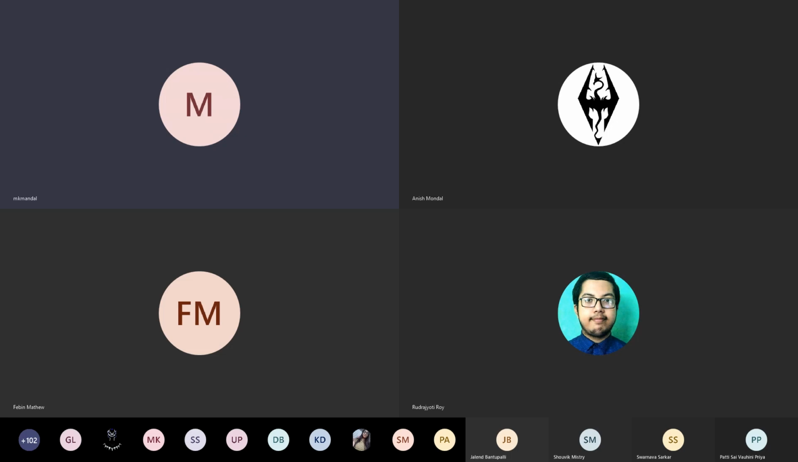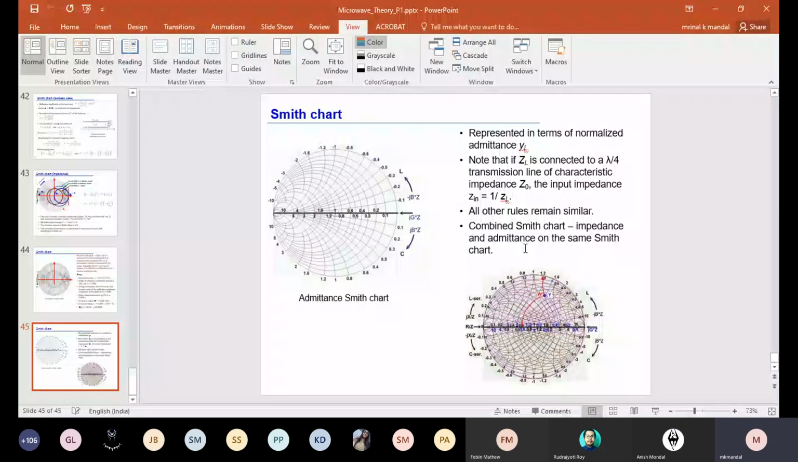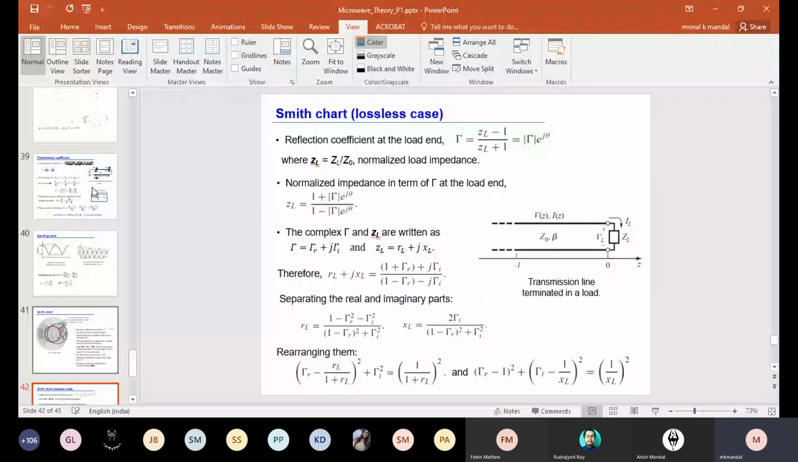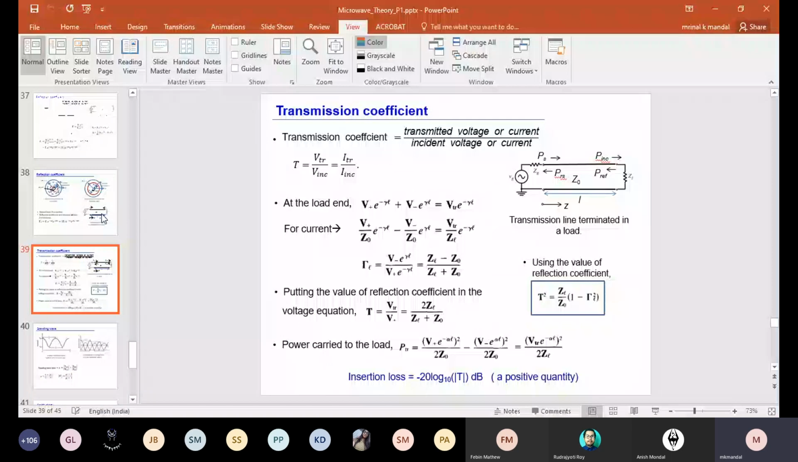Okay, I think you can see my PPT now. So then ZL basically becomes YL. We can use this property and implement it in the conventional Smith chart. Then we'll read the value. Let's say ZL is here. If I move by lambda g by 4, that is 90 degrees, then the reflection phase changes by 2 times that. We saw this last year. So we have to move here by 180 degrees.